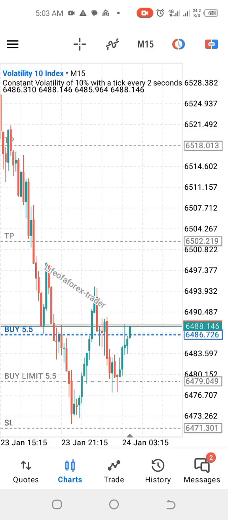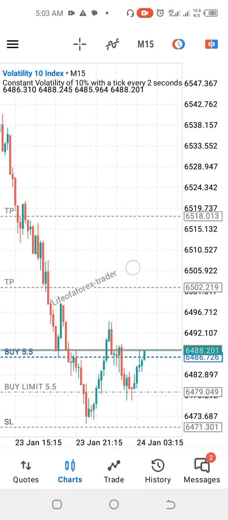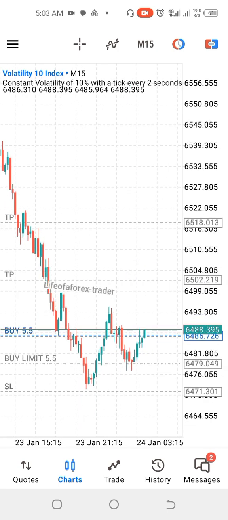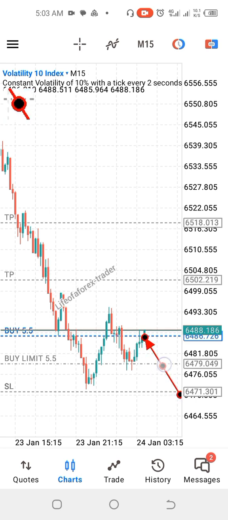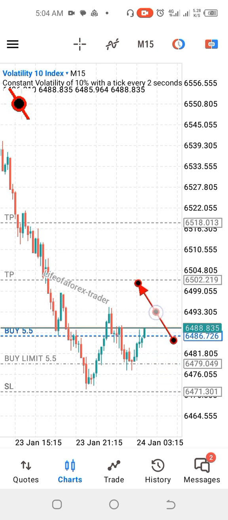I took some buy entries for the Volatility 10 Index. Like most of us would know, Volatility 10 Index is a synthetic indices asset. So that is the price level where I took the buys. You can see I took some buys there. That is TP1, my first target, and that level is TP2.